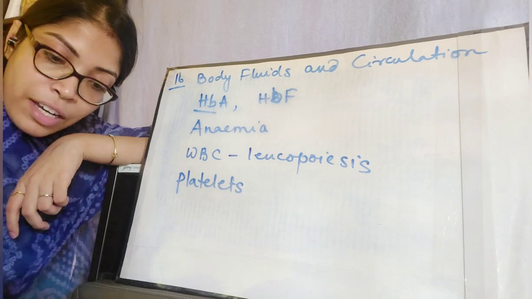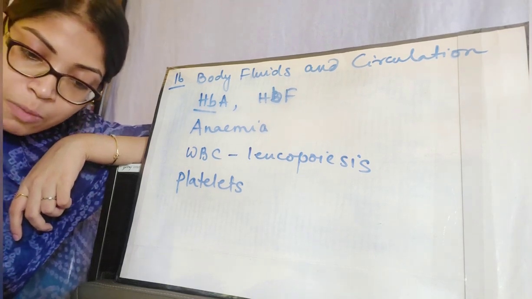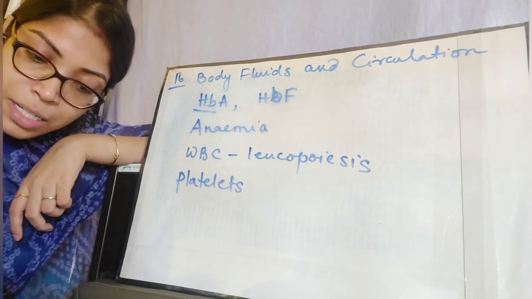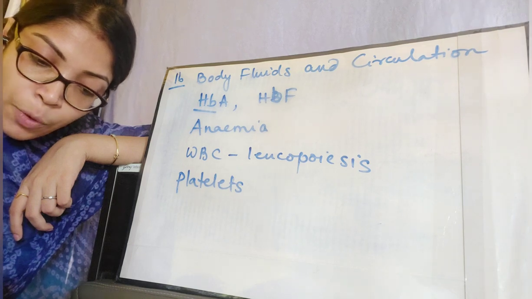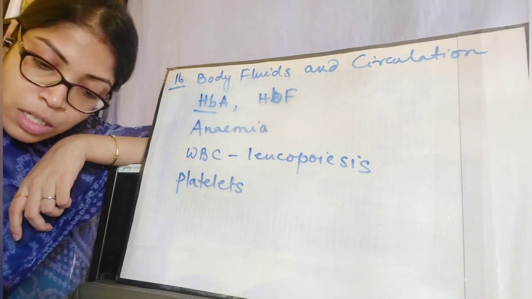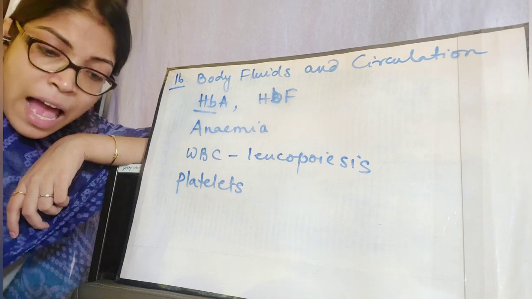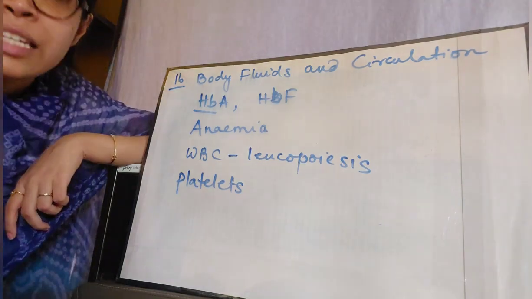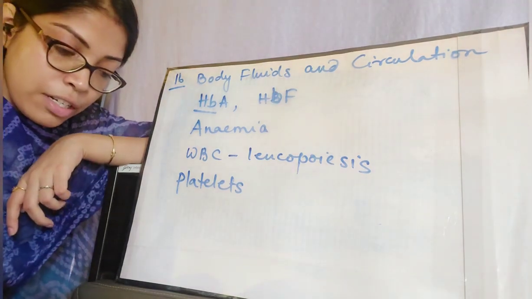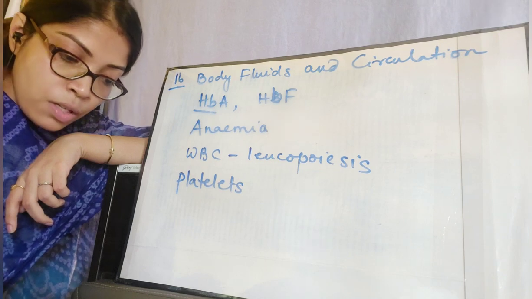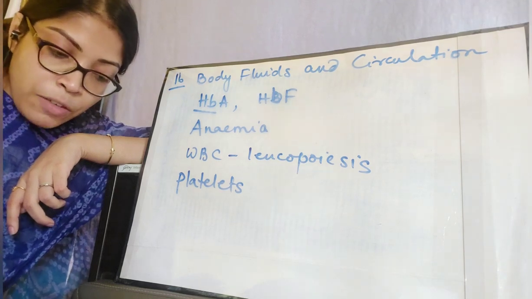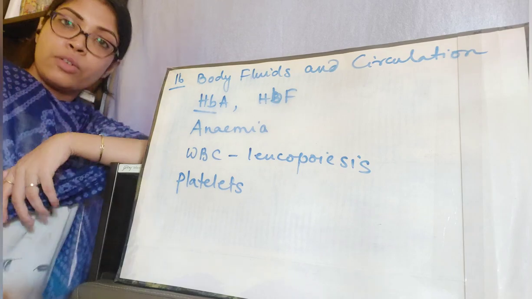Next, you will find in your book the difference between plasma and blood corpuscles. There are 4 points under this difference. You will have to learn this. And next we will start with the blood groups, the ABO system of blood groups given by Karl Landsteiner, in the next video. Okay, thank you.